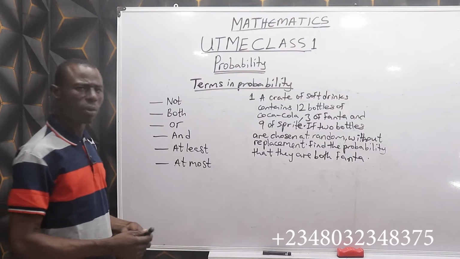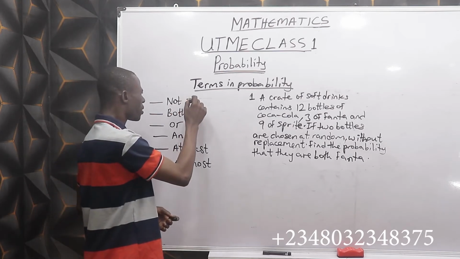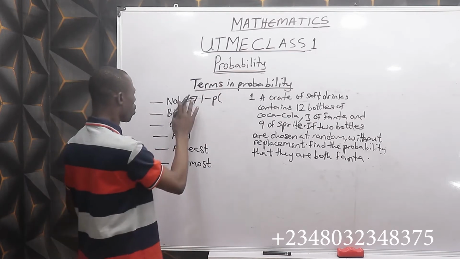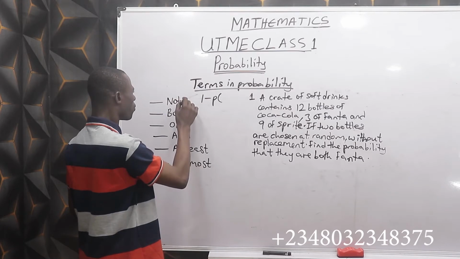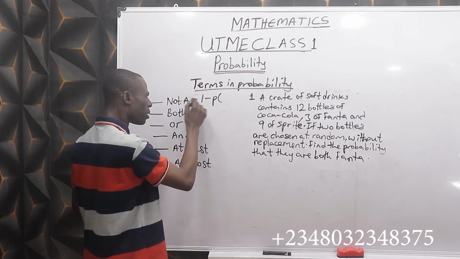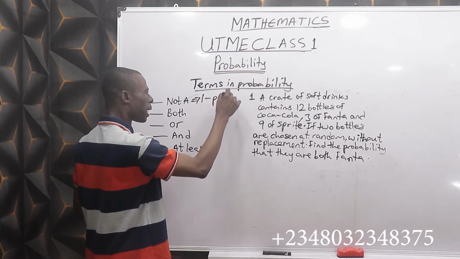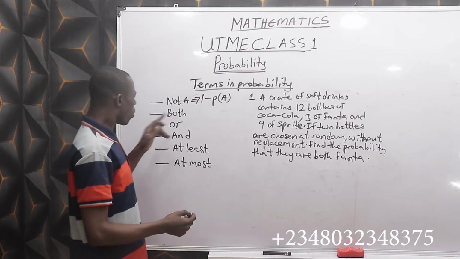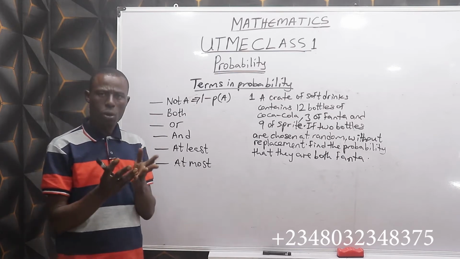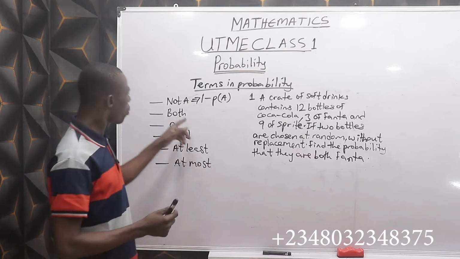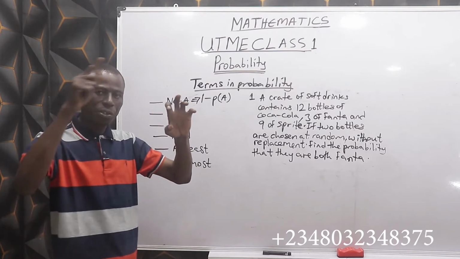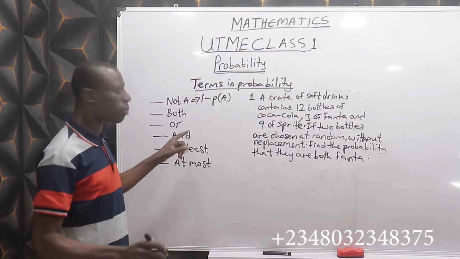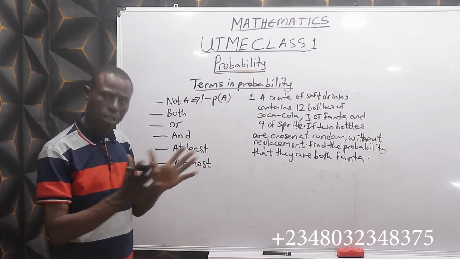What do we mean? In probability, not means 1 minus the probability of that thing. If it is not A, the probability of not A will mean 1 minus probability of A. You will see the application when I give you an example. Both is used when two elements are being referred to, and it suggests and. And itself means multiplication in probability, while or means addition.